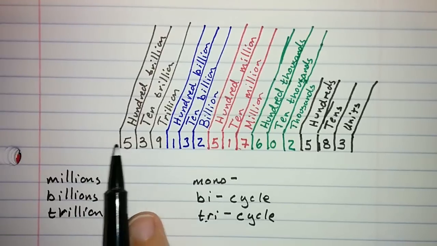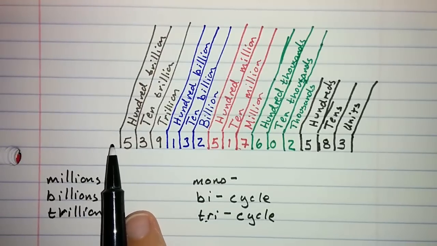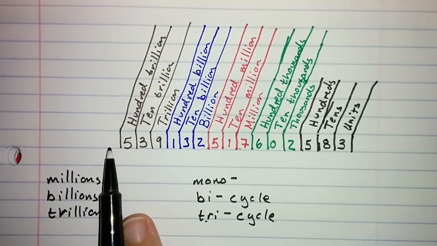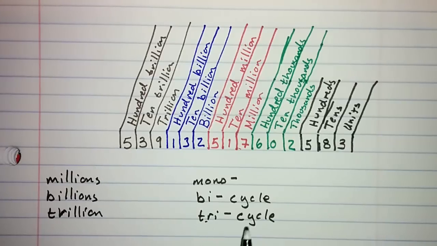Oh, 1,000 trillion has a name. It's a quadrillion. I'm not writing that down because you're not responsible for it. And it keeps going in that same pattern with these common prefixes, bi meaning two, tri meaning three, quad meaning four, quint meaning five, and so on.